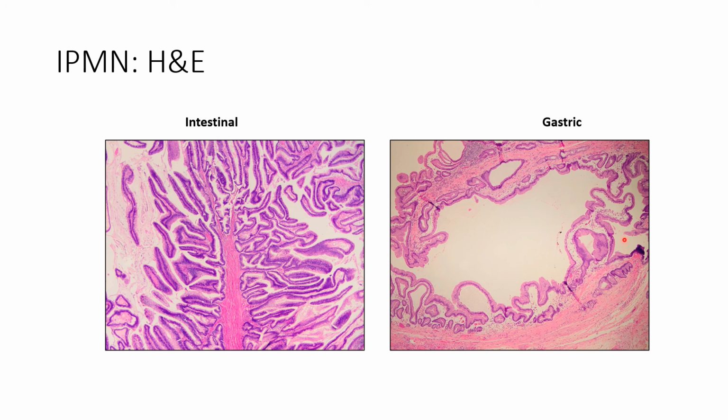On the other hand, the gastric ones demonstrate gastric foveolar type differentiation, with, here you can see, the apical mucin and the eccentrically located nuclei. So these are the intestinal and gastric types of IPMN, and they are strongly positive for MUC6.